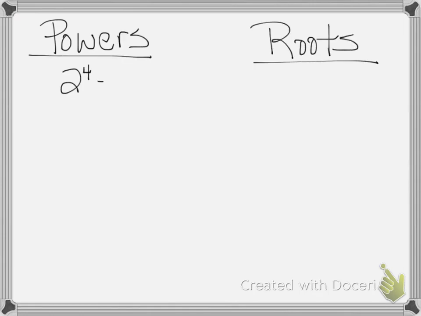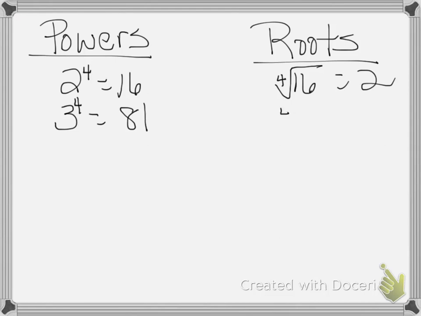If we had 2 to the fourth power is 16, the fourth root of 16 is 2. Taking the fourth root of something is also the same as taking the square root of something twice. 3 to the fourth power is 81. The fourth root of 81 is 3. Or the square root of 81 is 9, and the square root of 9 is 3.